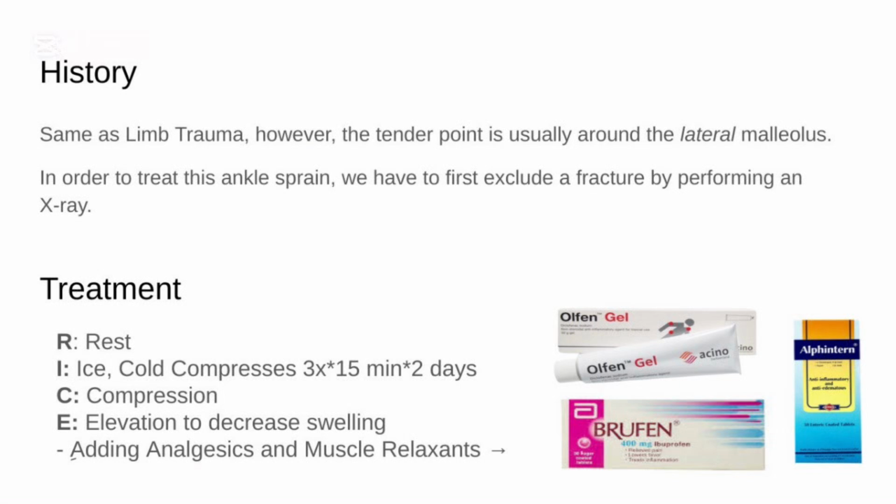Compression allows the limb to stabilize, and then elevation, of course, at the moment of the injury, in order to decrease the swelling. To ease off the pain a little bit, we apply analgesics, especially oral analgesics like Brufen, and we might apply anti-edematous or anti-inflammatory drugs like Ofin gel or Alfentra.